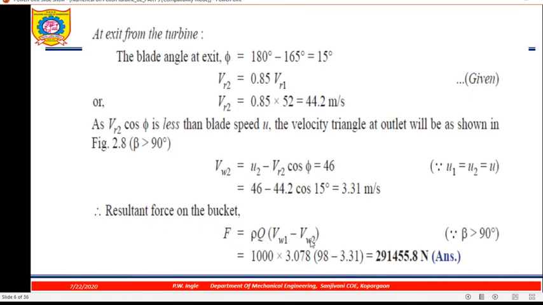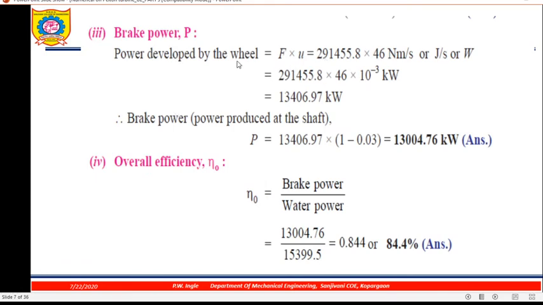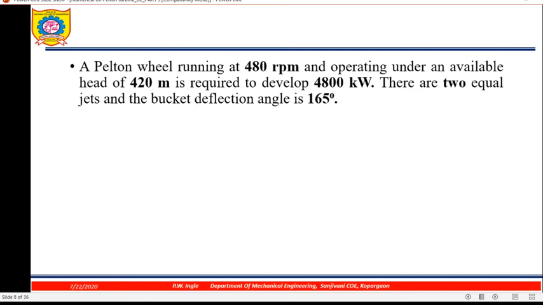So F equal to rho Q in bracket Vw1 minus Vw2. You are getting the value as 291,455.8 Newton. Then brake power is what? Force into U. Sorry, power developed by wheel. So what is brake power? There is a loss of 3% mechanical losses, so you can calculate shaft power. Then overall efficiency is brake power upon water power. So it is 84.4%.